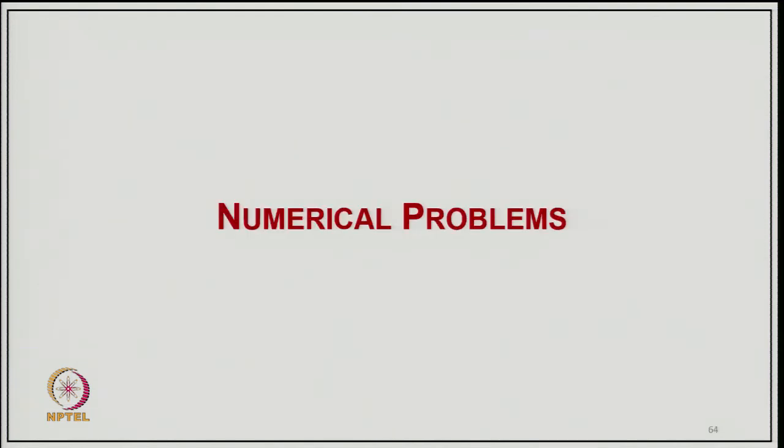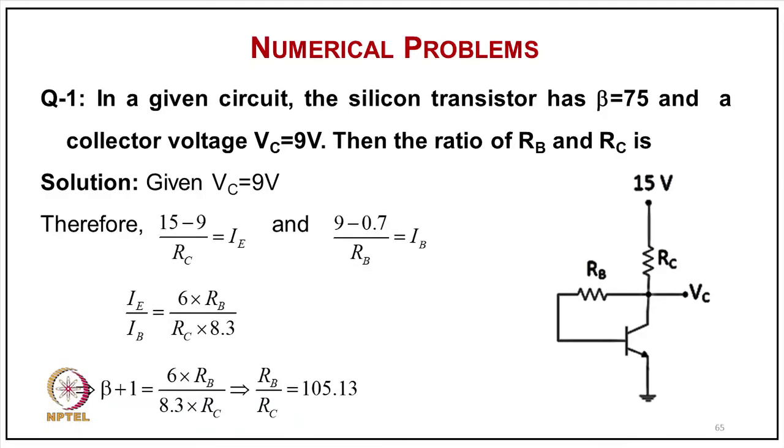So, now coming to the typical kind of numerical problem. Taking the first numerical problem, in the given circuit the silicon transistor has a beta equal to 75 and the collector voltage is Vc equal to 9 volt, then you can find out the ratio of RB to RC. So, the given condition is Vc equal to 9 volt. So, we can say 9 minus 15 divided by RC equal to IE, and that is 9 minus 0.7 divided by RB will be IB.